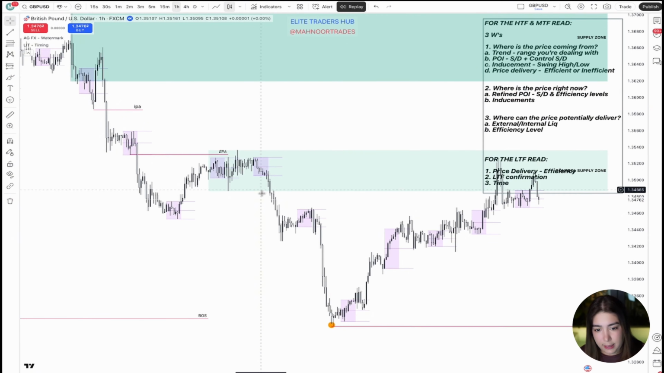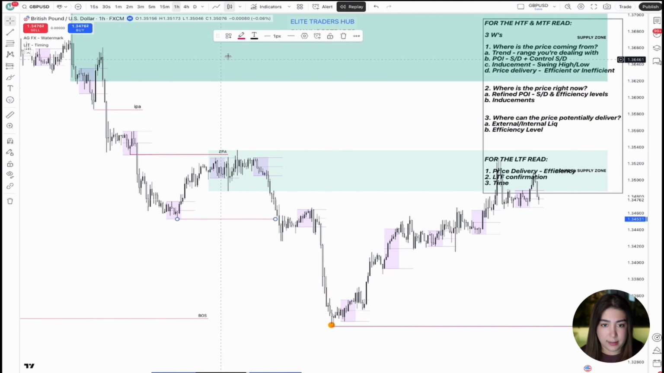Then what happens? Price delivers further down to the downside, giving you the break of structure, goes down, comes up, and retests this level. So this lower high is retesting the lower low, which basically means that price action is efficient again. Excellent. This is really good, right? This is what we want to see.